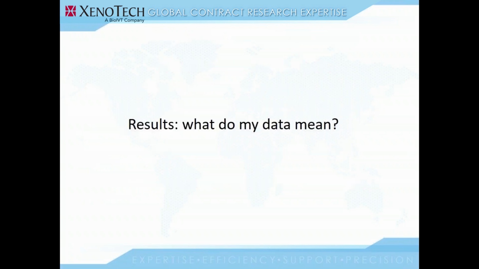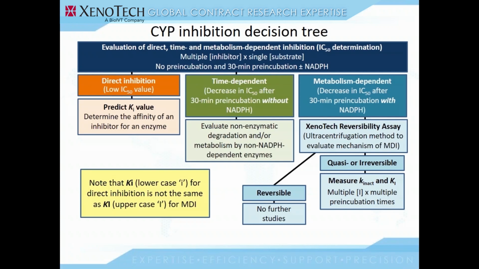So now that we have enough materials and conduct the IC50 assay, we get to the fun stuff, and this is the results. What do my data mean? As a guide, this is our CYP inhibition decision tree that helps us navigate next steps depending on what type of inhibition is observed. We will be reviewing data for both direct and metabolism-dependent inhibition, or TDI, as referenced in the guidance document from the one IC50 assay that we perform.